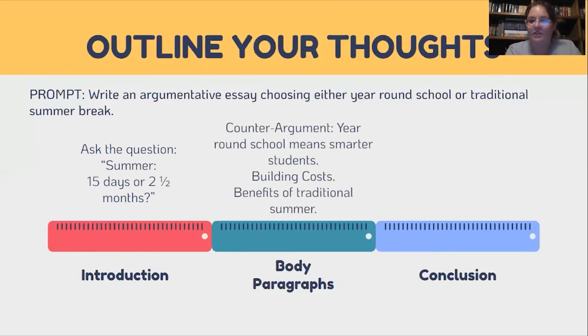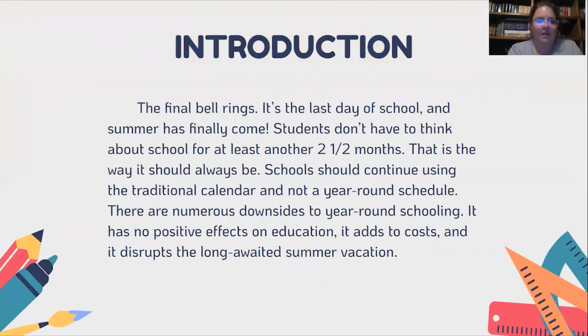For some points you could use in your body paragraphs, you could use a counter argument that year-round school means smarter students. You could argue that building costs are more, and you could talk about the benefits of traditional summer. In your conclusion, you can restate the claim and summarize the evidence. Let's go ahead and look at some ways we might outline this. For this introduction, we can use a personal experience from being at school.